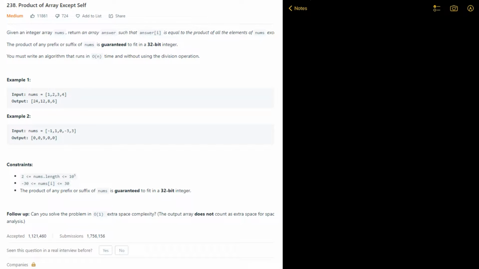So let's break this problem down. What exactly is it asking us to do? Well, if we have an integer array of nums like it says in the problem statement, 1, 2, 3, and 4, we know that we want to generate output that will be 24, 12, 8, and 6.